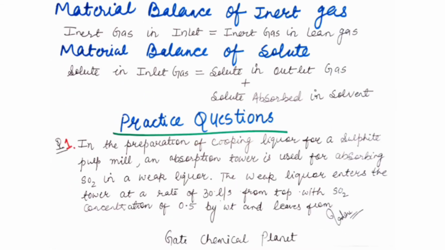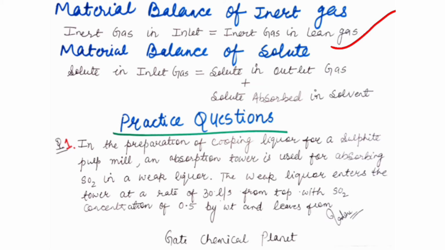Now we will discuss how we will apply the material balance of inert gas. Basically the inert gas here is the tie component. If there is a tie component present in the system, first we will apply the component balance on the inert gas. How will we apply it? Inert gas in the inlet will be equal to the inert gas in the lean gas, or in the outlet.